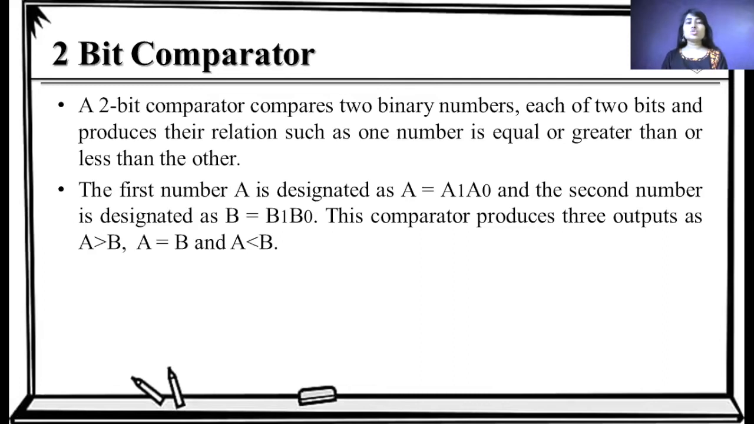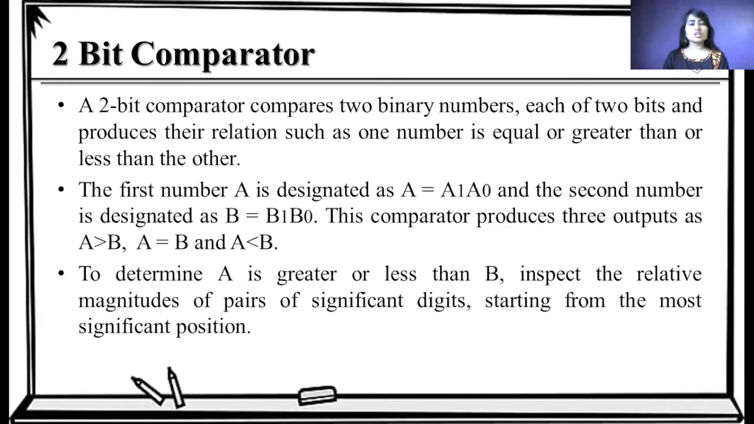Here we have 2-bit numbers, A = A1 A0 and B = B1 B0. To determine whether A is greater or less than B, inspect the relative magnitudes of the pairs of significant digits, starting from the most significant position, that means A1 and B1. So first we compare A1 and B1. If A1 is greater than B1 or A1 is less than B1, then we can easily produce the output for A greater than B or A less than B.